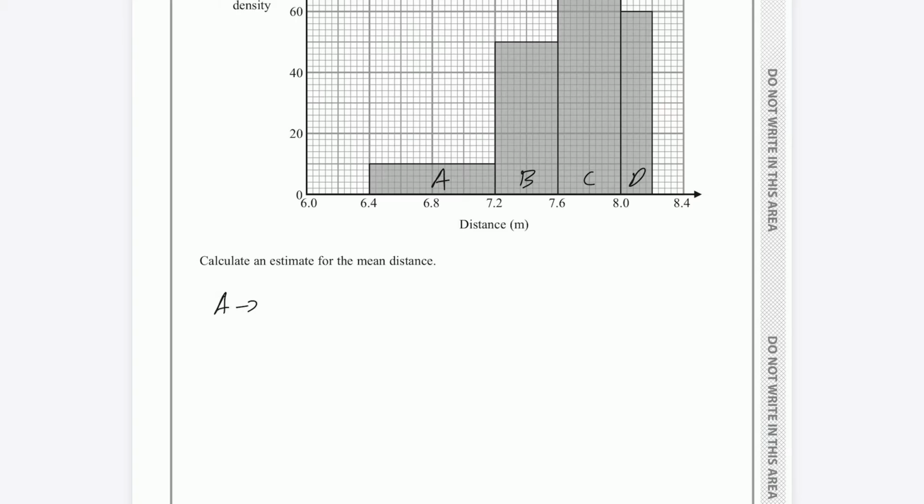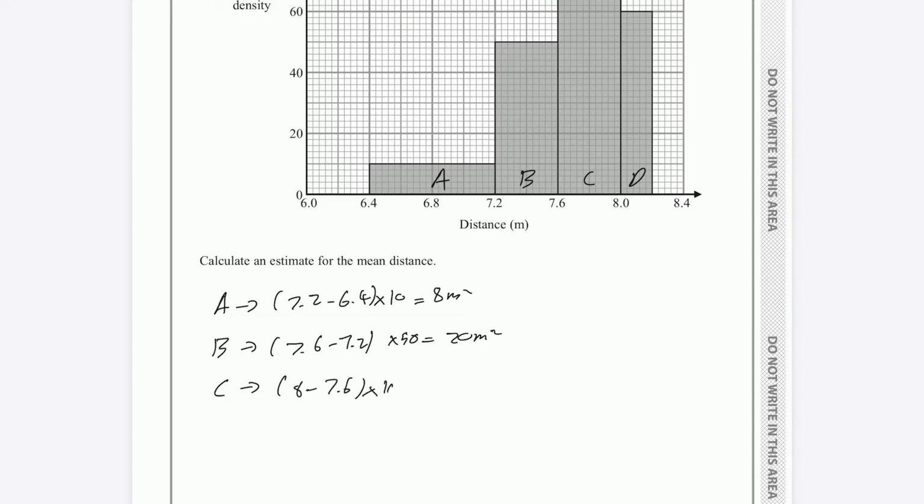A is going to be 7.2, so the base of this minus 6.4, times the height, which is 10. That's going to be 8 meters squared. B is going to be 7.6 minus 7.2 times 50, which is 20 meters squared. C is going to be 8 minus 7.6 times 100, which is 40 meters squared. And D is going to be 8.2 minus 8 times 60, which is 12 meters squared.